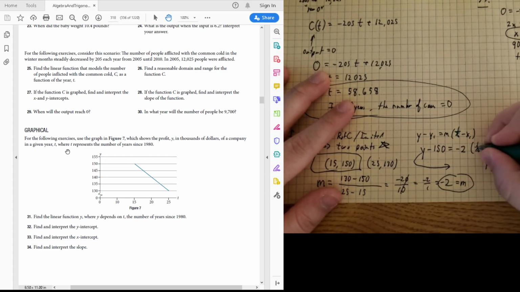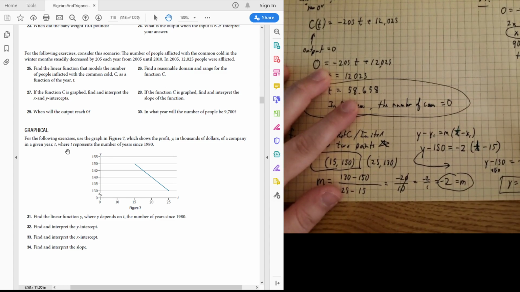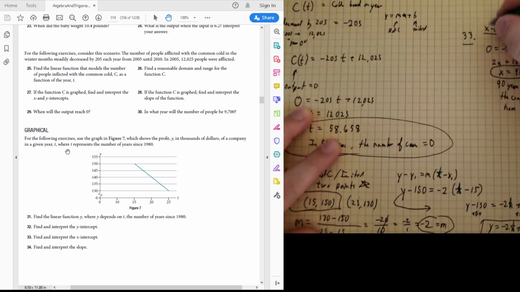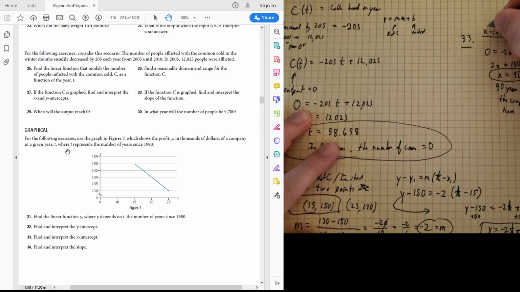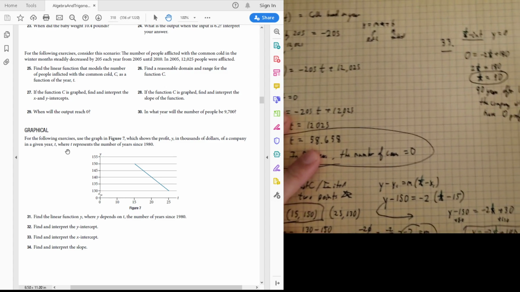And so everywhere there used to be an x, I'm going to replace it with t. And so I guess it should be the t-intercept. T and t. Man, I'm so good at this.